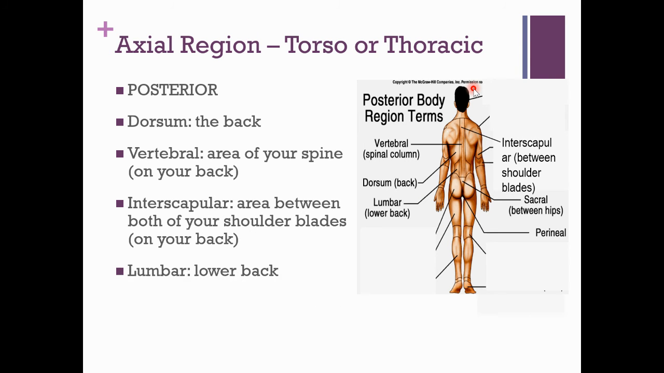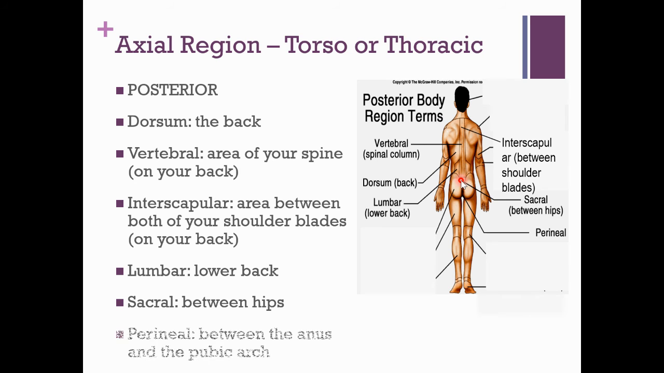And then looking at the posterior view here, dorsum is going to be the back, kind of relating to that dorsal. Vertebral is the area of the spine. Interscapular is going to be between both the shoulder blades, and then lumbar is going to be the lower back region. And then sacral is going to be between the hips here. Perineal is going to be the pubic arch area.